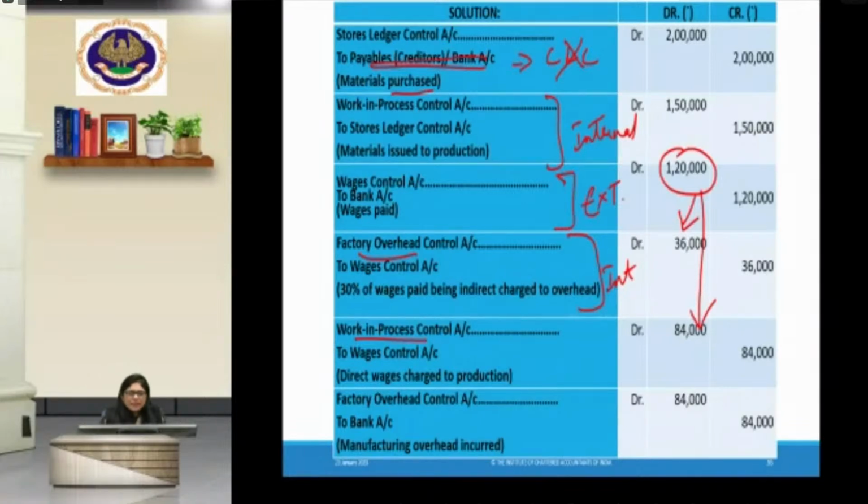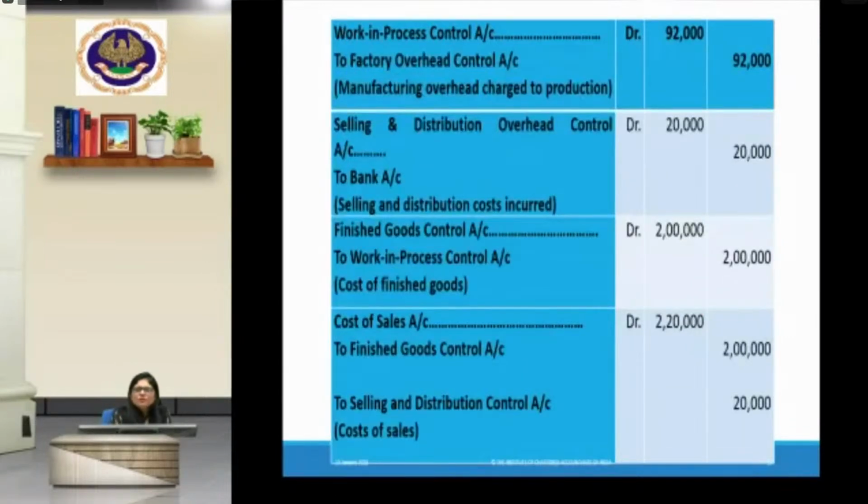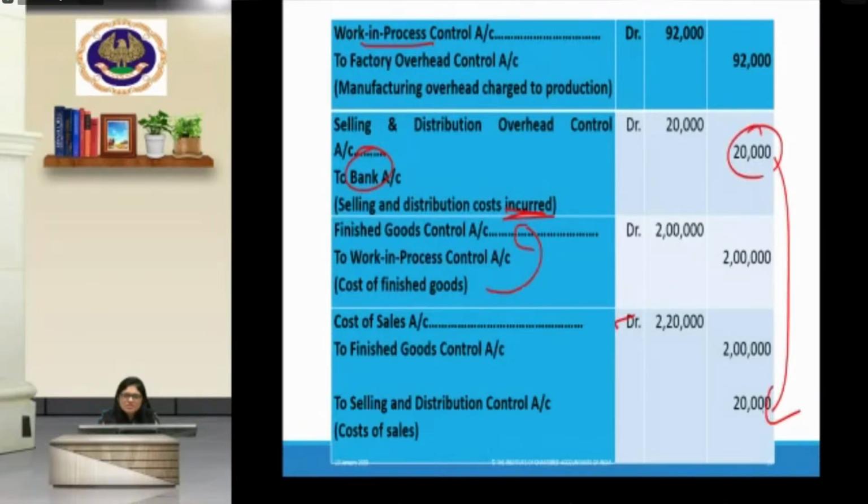Clear? Then factory overhead incurred with the bank account, no CLC here again, it's incurred. Factory overhead transferred to WIP, again an internal entry, no change. All right. Selling and distribution incurred, so through bank, and then it is transferred to cost of sales. Finished goods control account to WIP, cost of finished goods is transferred to finished goods account, again internal entry. Cost of sales, we are transferring the selling and distribution also to cost of sales. We always transfer. And finished goods also will be transferred to cost of sales.